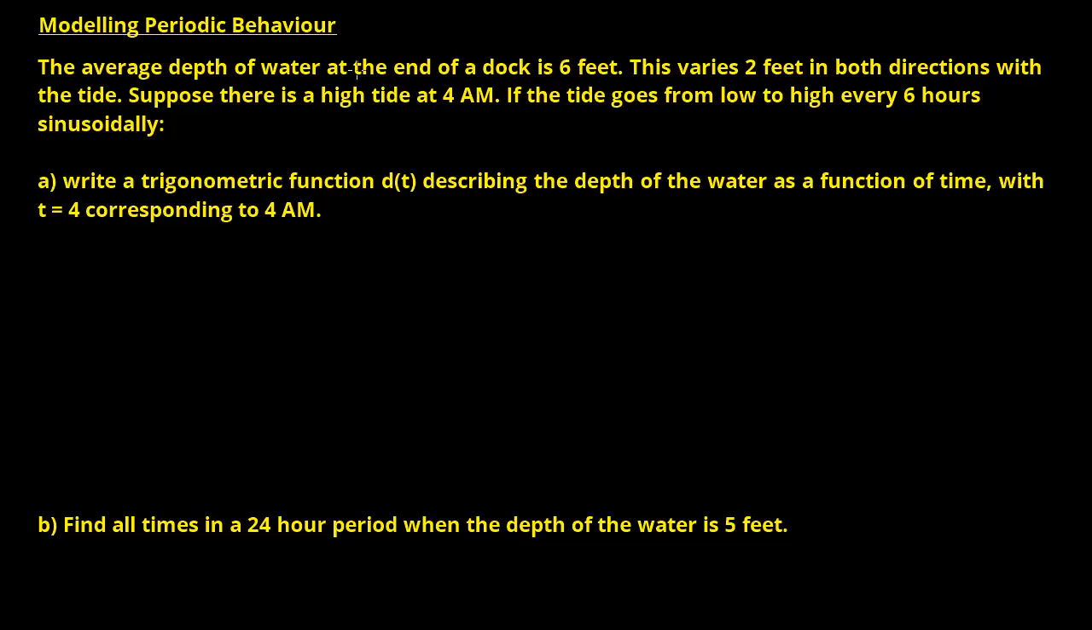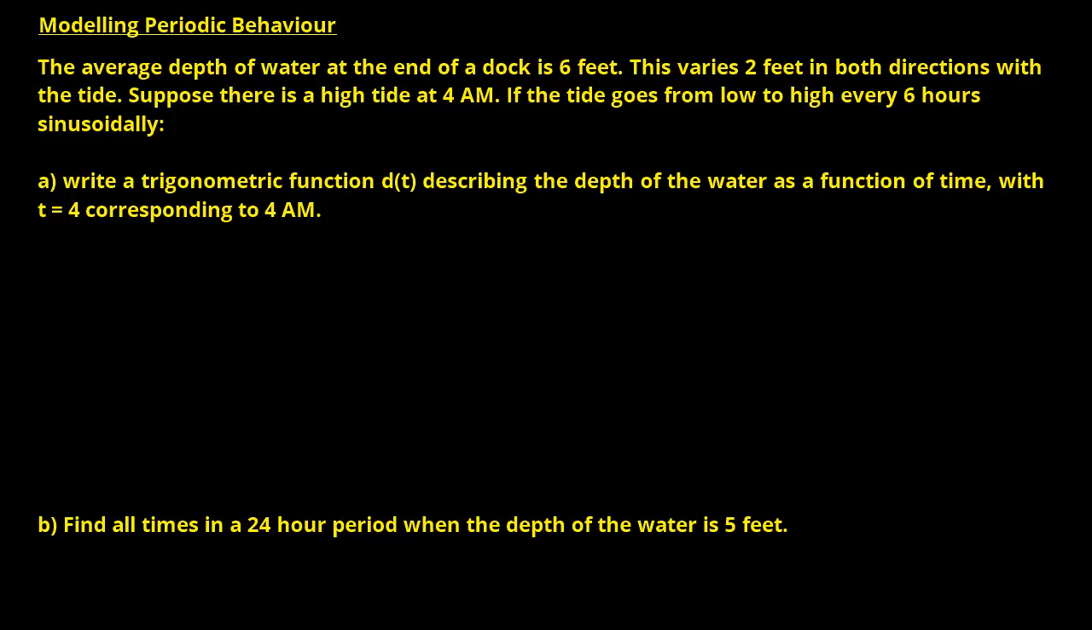Hi everyone, in this video we look at a question where we're told the average depth of the water at the end of a dock is 6 feet. We're told this varies 2 feet in both directions with the tide, and suppose there is a high tide at 4 a.m. If the tide goes from low to high every 6 hours sinusoidally, write a trigonometric function d of t describing the depth of the water as a function of time, with t equal to 4 corresponding to 4 a.m. And then for the second part, we're going to find all times in a 24-hour period when the depth of the water is 5 feet.